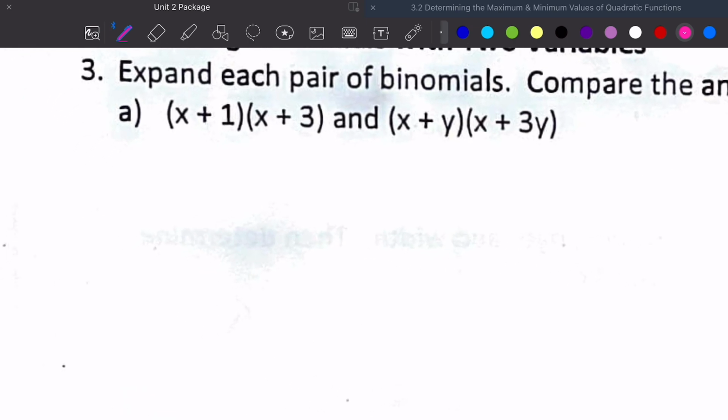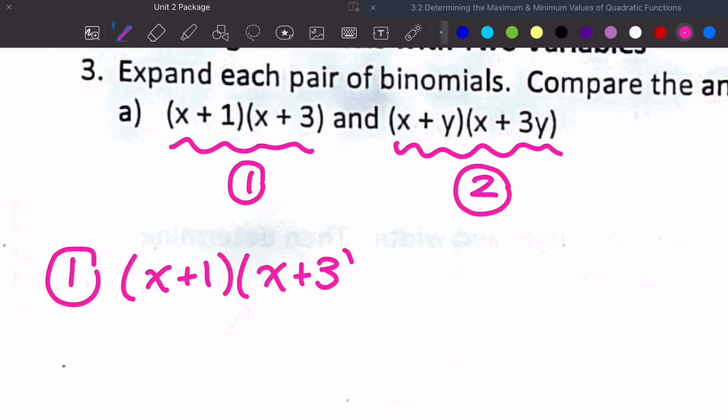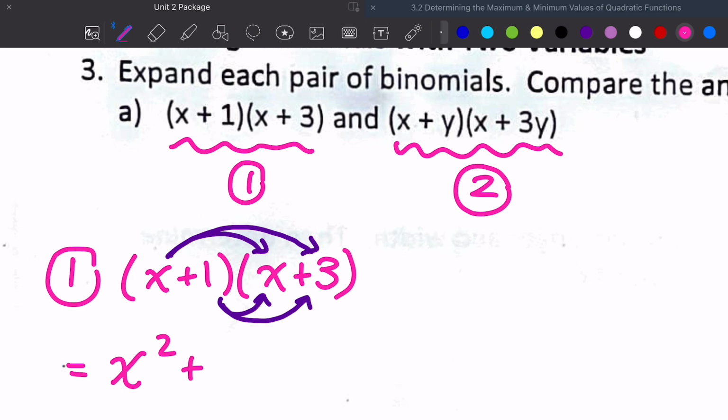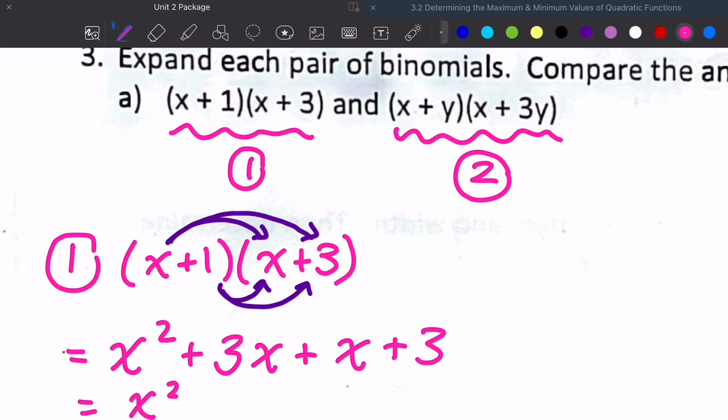So for example, if we do option 1, which I'll call this one 1 and this one 2, if I expand this, doing my normal foiling, right? So first, outer, inner, and last, what do I get? Plus 4x. I'm even going to go the extra step of showing x times 3 is 3x, 1 times x is just x, and then 1 times 3 is 3, which Calvin then said simplified all the way is x squared plus 4x plus 3.